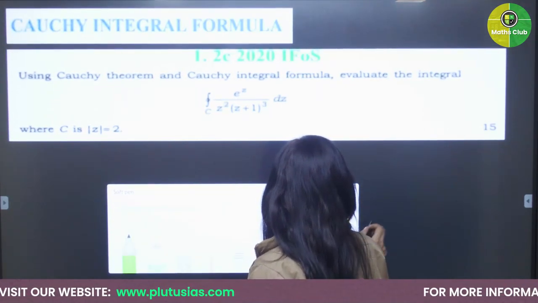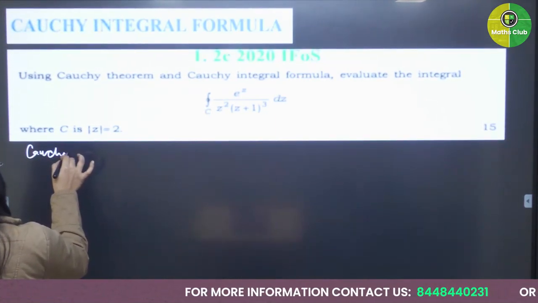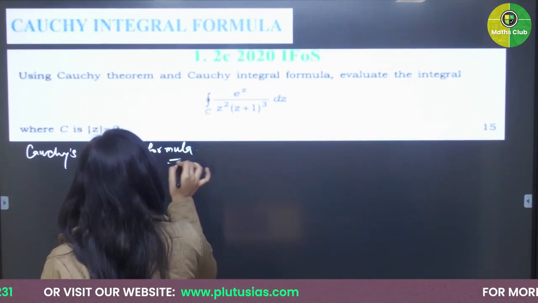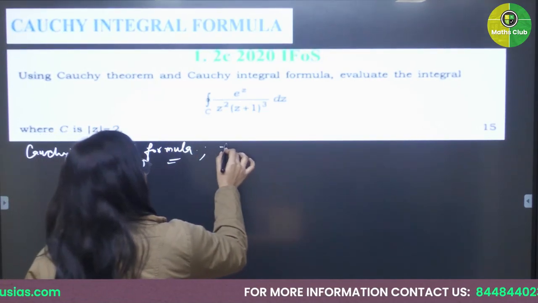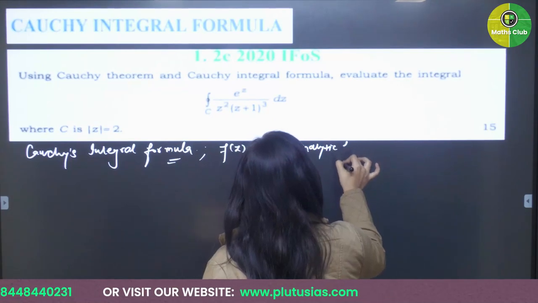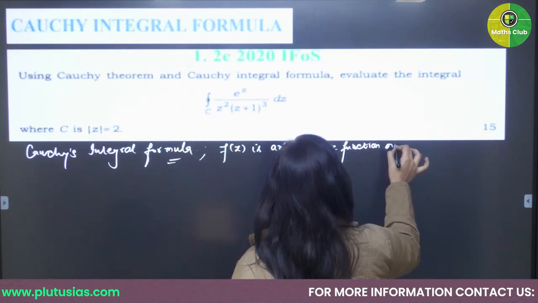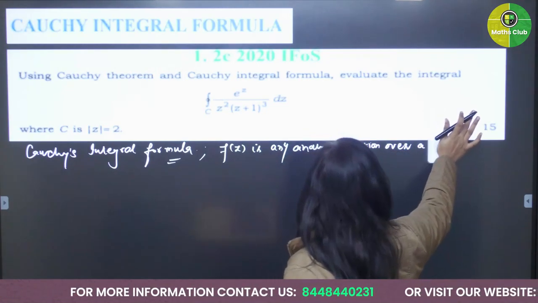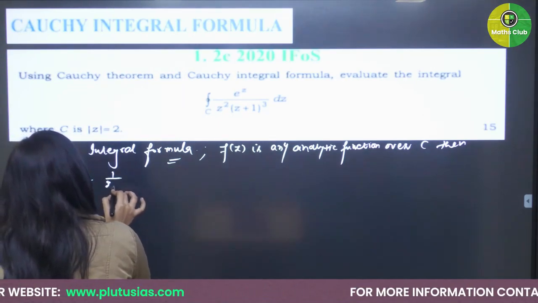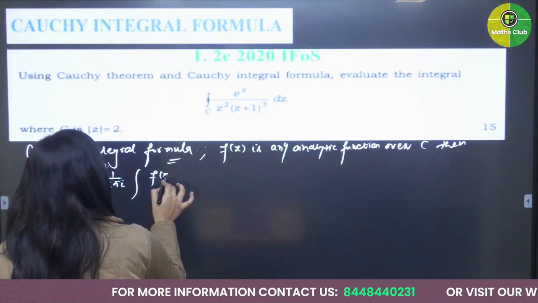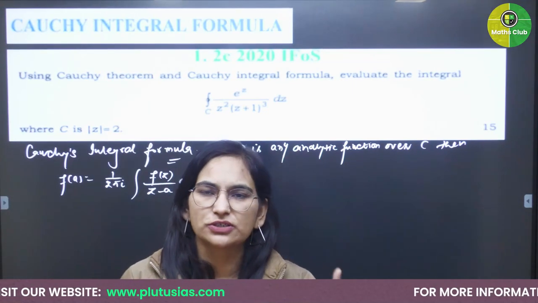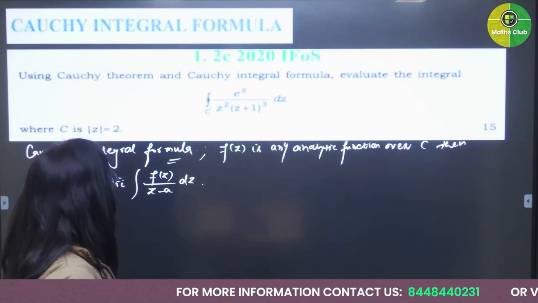Cauchy integral formula says, if f(z) is any analytic function over a region C, and a belongs to that region, then f(a) would be 1/(2 pi i) integral f(z)/(z minus a) dz. That means for any region given, if there is a point in it and your function is analytic, then using this formula you can find the value of the function at any point.